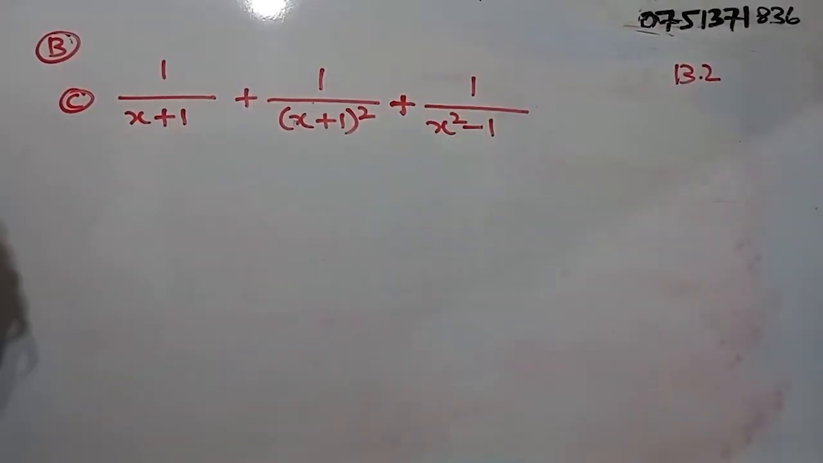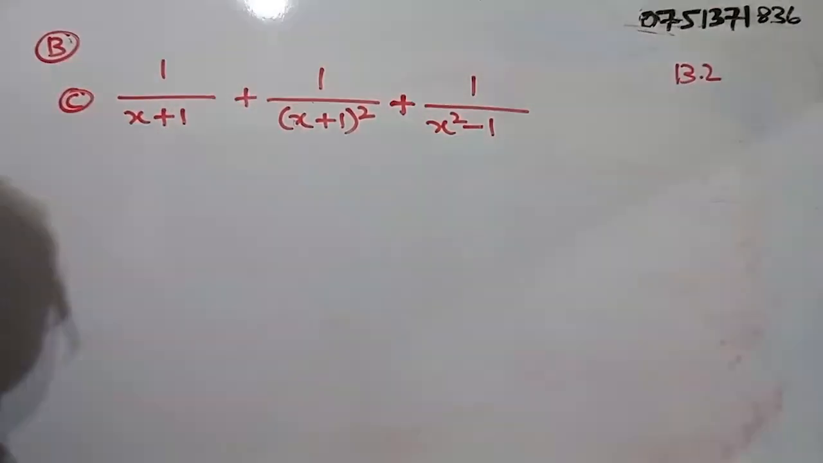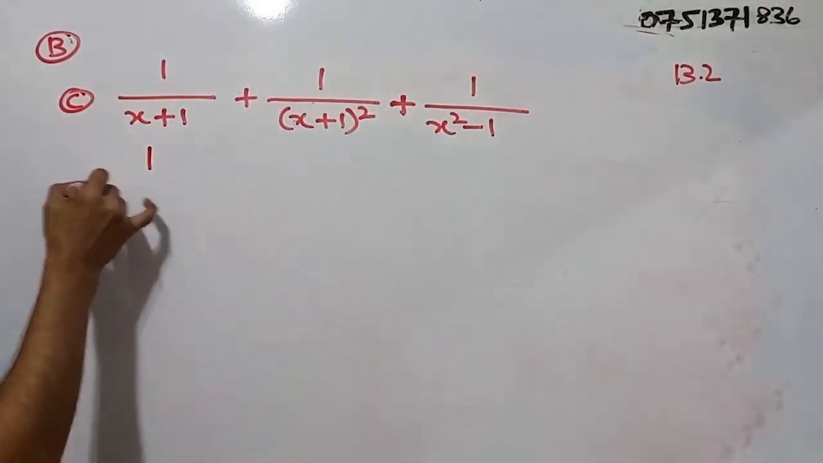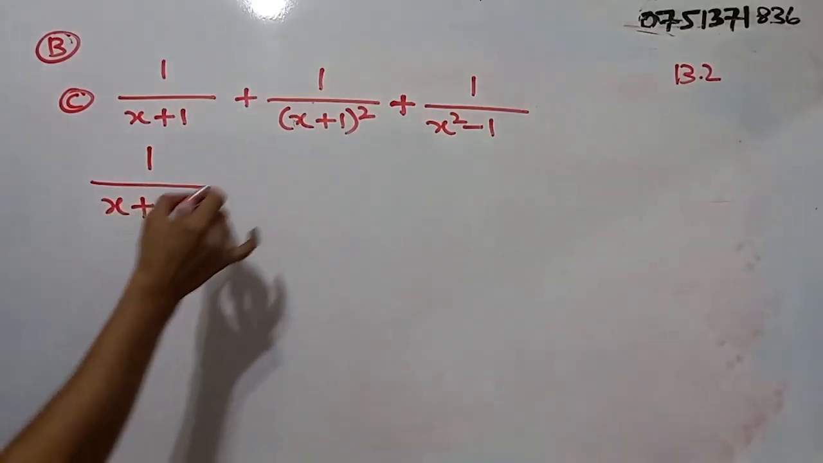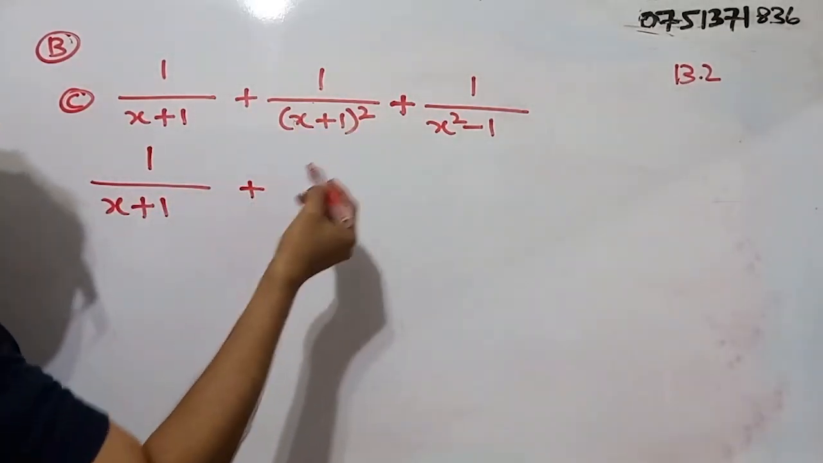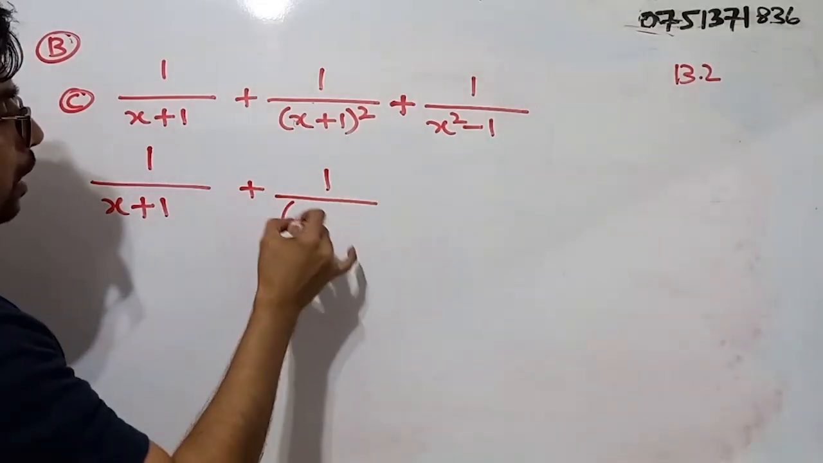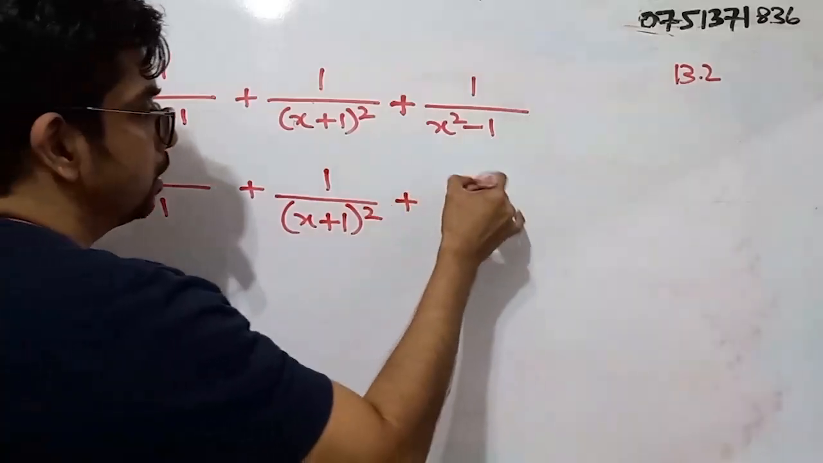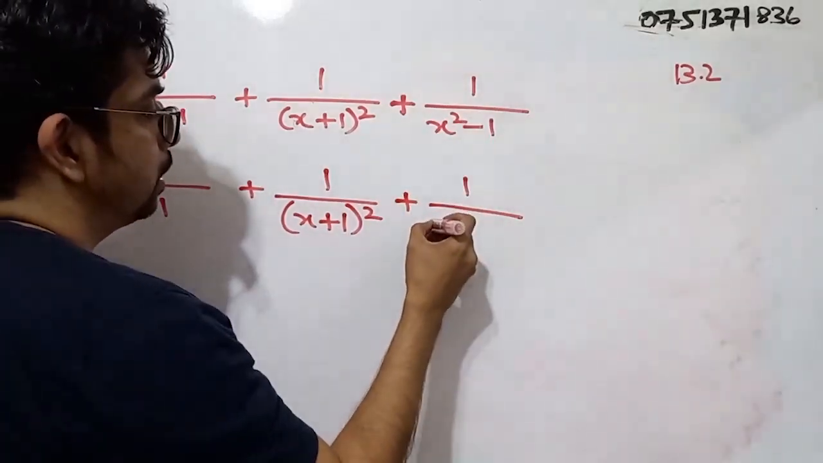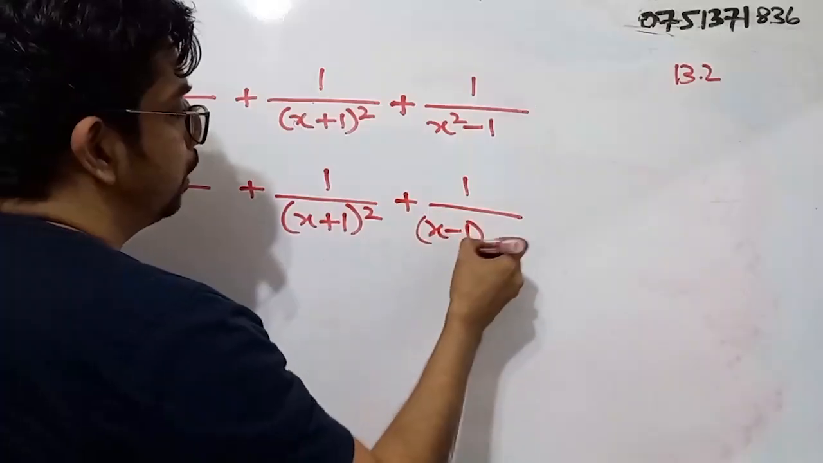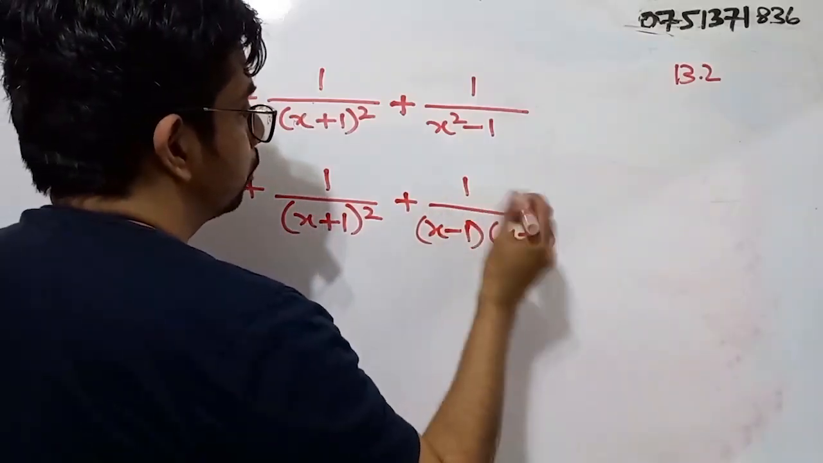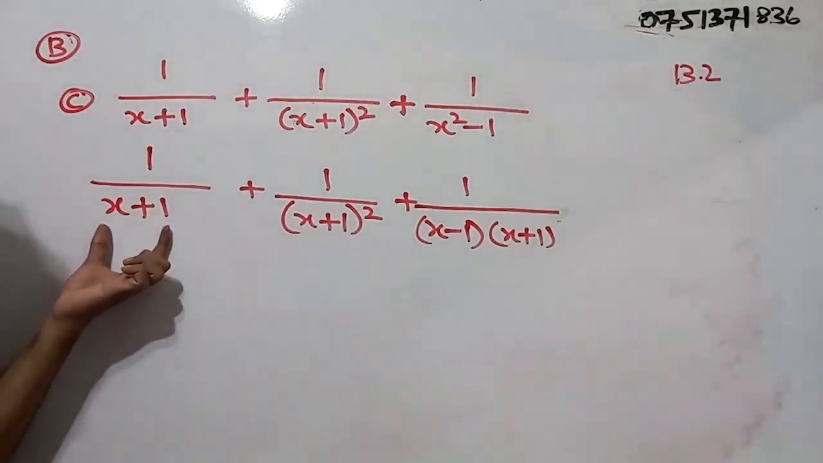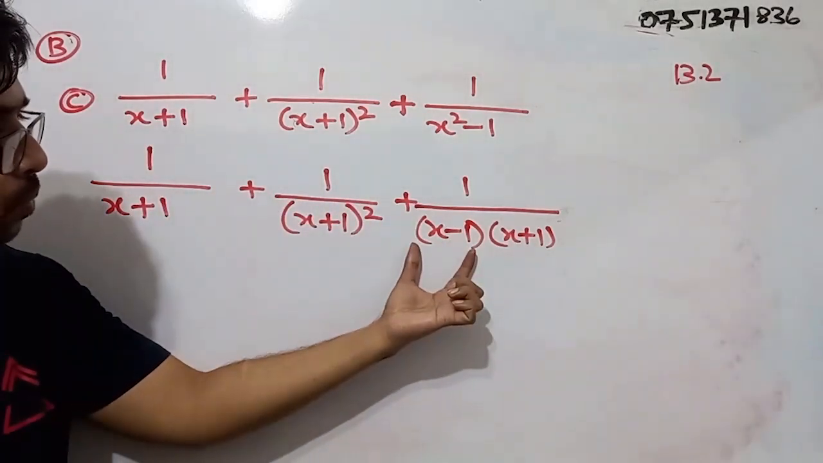Okay, so as we can see, we have 3 different denominators, all of which are algebraic expressions. So we can write 1 by (x + 1) plus, we can leave this as it is, 1 by (x + 1) squared, plus 1 by, this is a difference of squares, so we can write (x - 1)(x + 1). So we have x + 1 and also x - 1.